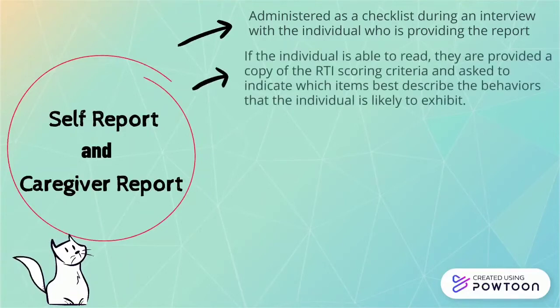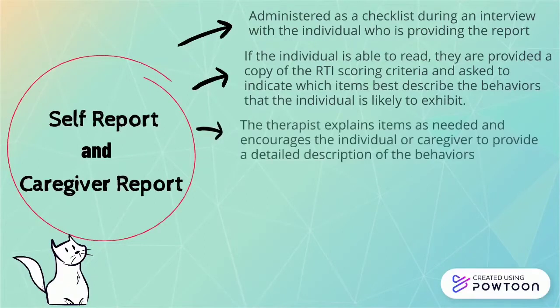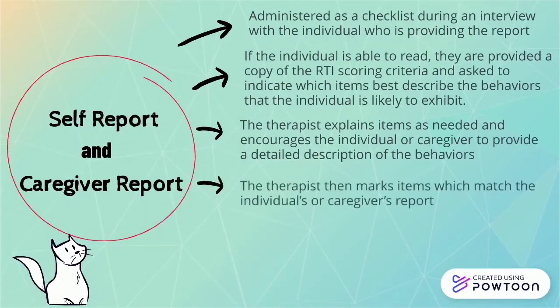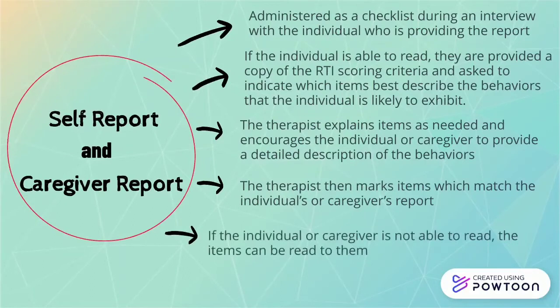If the individual is able to read, they are provided a copy of the RTI scoring criteria, which is the form, and asked to indicate which items best describe the behaviors that the individual is likely to exhibit. The therapist will explain the items as needed and encourage the individual or the caregiver to provide a detailed description of the behavior. Then the therapist will mark the items which match the individual's or caregiver's report. If the individual or caregiver is not able to read, the items can be read to them.